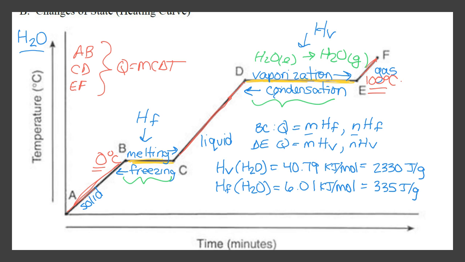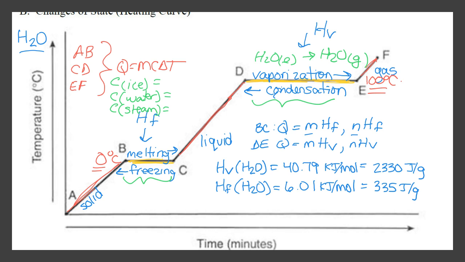It takes a lot more energy to break apart liquid molecules and turn them into a gas than it does to turn solid molecules into liquid molecules. Okay, the other thing you guys need to know is that the specific heat of water is different depending on the state of matter. So let's write that down too. So the specific heat of ice, the specific heat of water, and the specific heat of water vapor, which is steam, are all different.